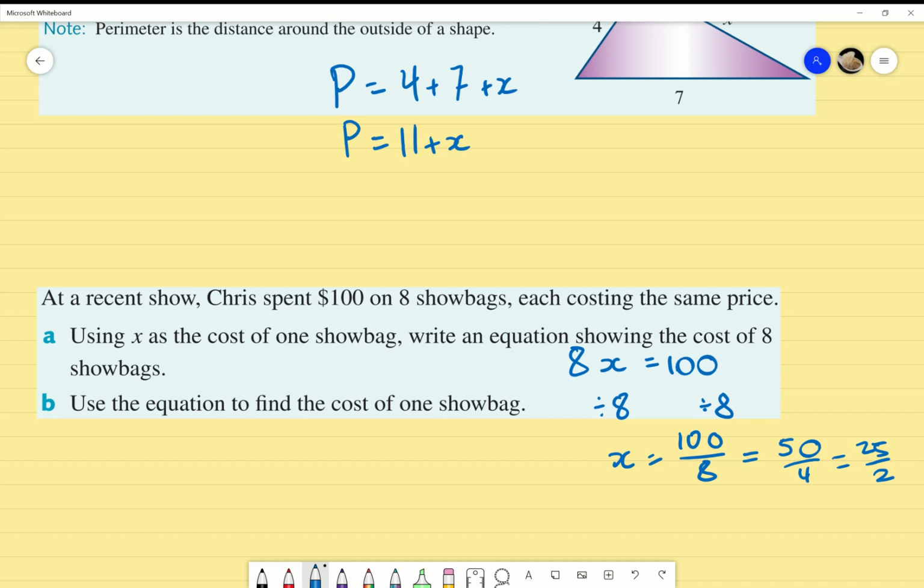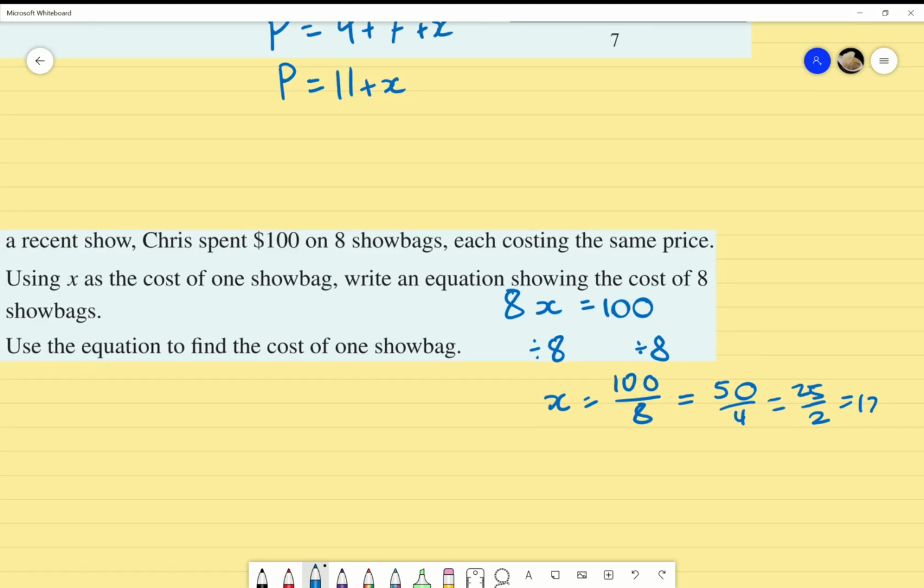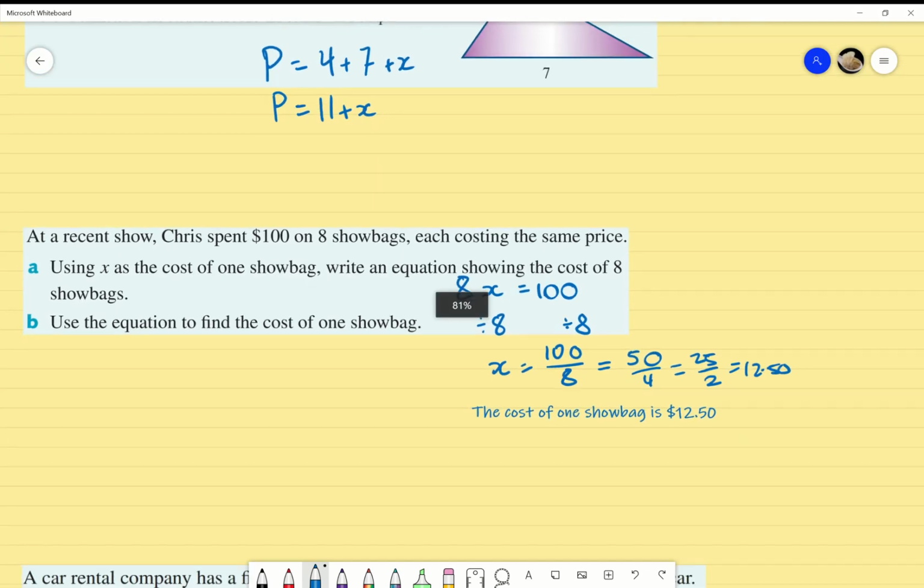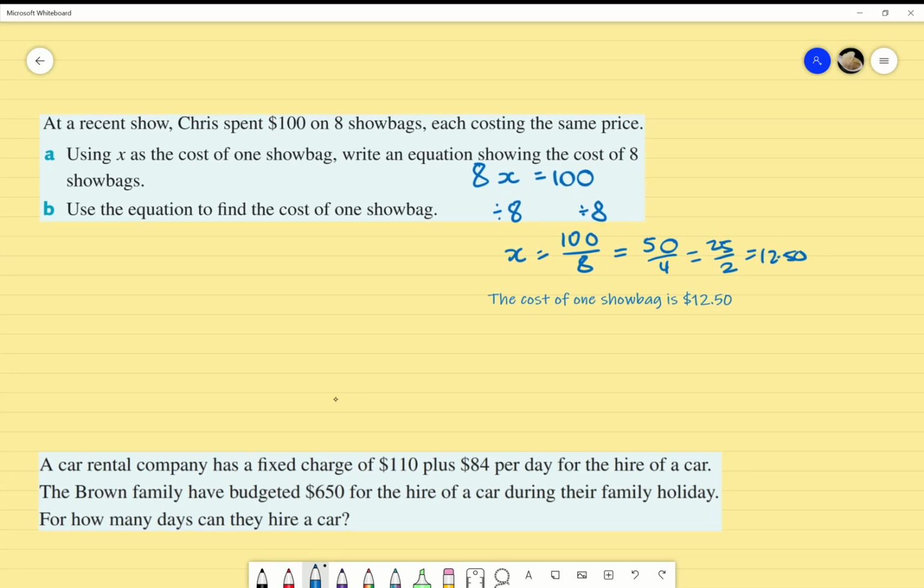I like it. So I'm going to write the cost of one show bag is $12.50. I can't just write 12.5 because it is money. You can't just leave it as 12.5 because we need 2 decimal places for money. Any questions? Seems pretty straightforward so far. Lovely. Last example, then I'll let you go into the questions.